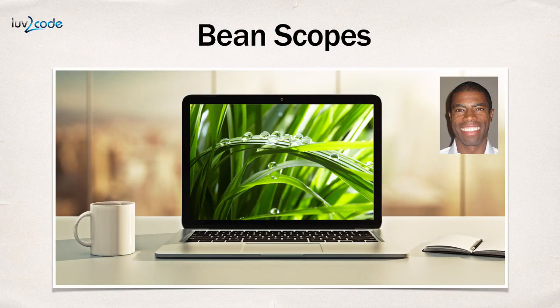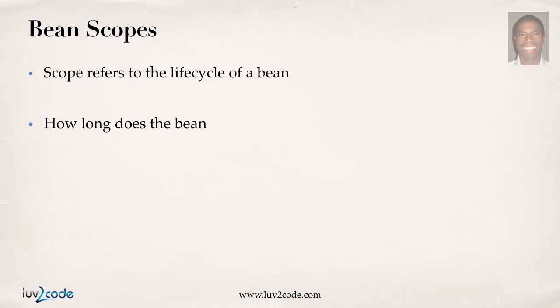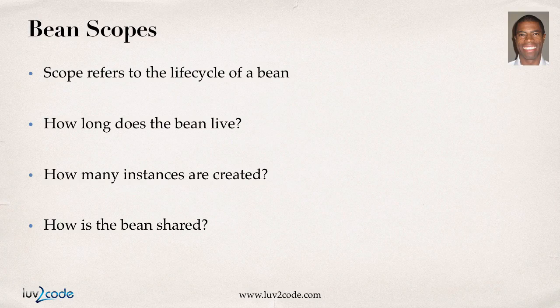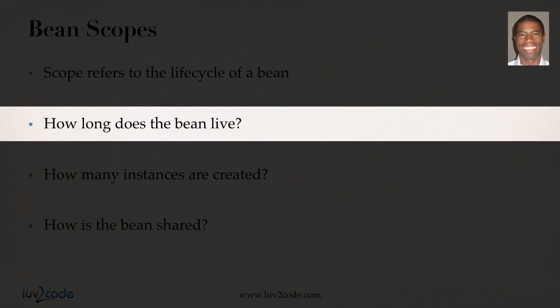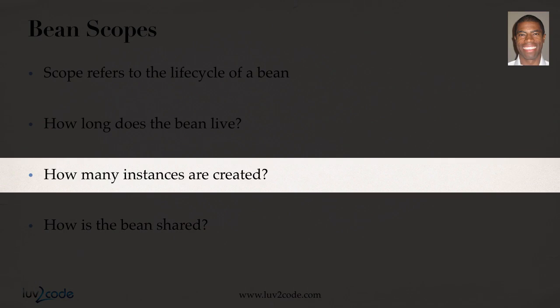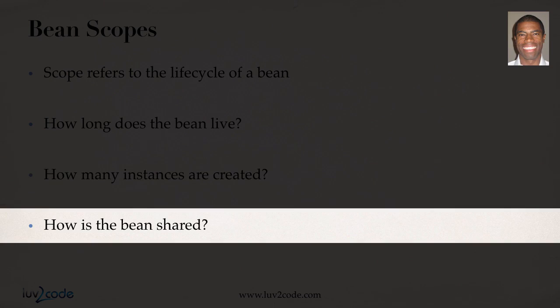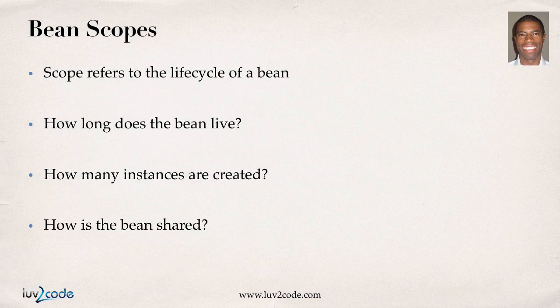In this video, we're going to discuss the bean scopes available in Spring. So what exactly are scopes? Well, a scope refers to the life cycle of a bean. For example, it tells you how long the bean will live, how many instances will be created, and also how the bean is shared in the Spring environment.